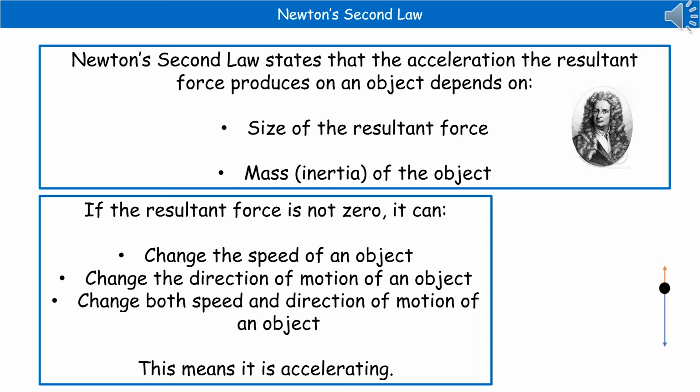So if the resultant force is not zero, then it can change the speed of the object, it can change the direction of motion of an object, or it could change both direction and speed of the object. So basically, if this isn't zero, it will accelerate the object.